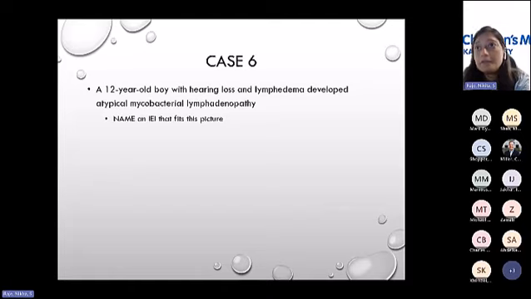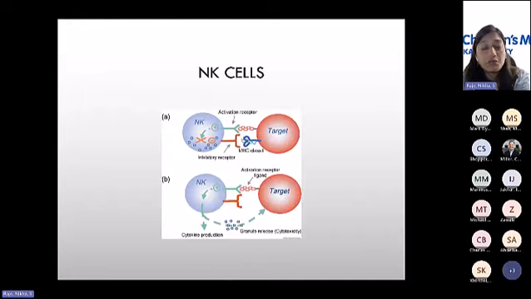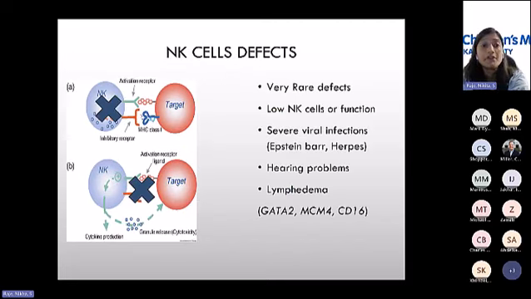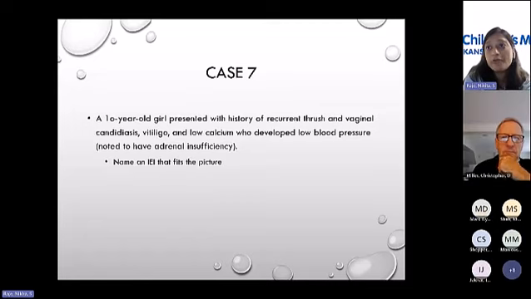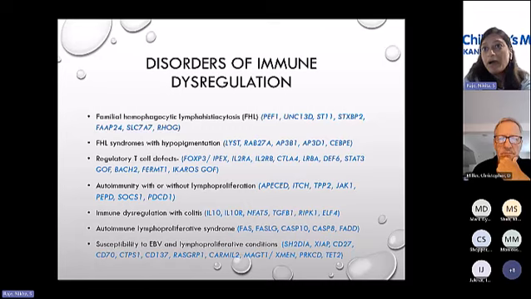And then here is a patient with hearing loss and lymphedema with atypical mycobacterial lymphadenopathy. This is a patient with NK cell defect. Some of these patients can present with recurrent severe disseminating viral infections like EBV and herpes infections. GATA2 can present with hearing problems and lymphedema. And then here, last one here, recurrent thrush, vaginal candidiasis, vitiligo, low calcium. We are thinking about APECED. So again, defects of immune dysregulation, very long list of gene defects that can cause that.